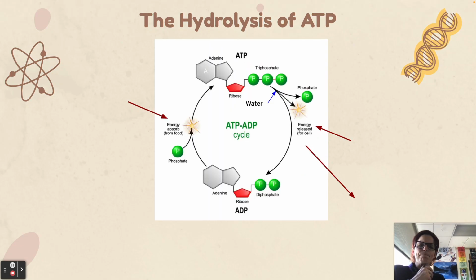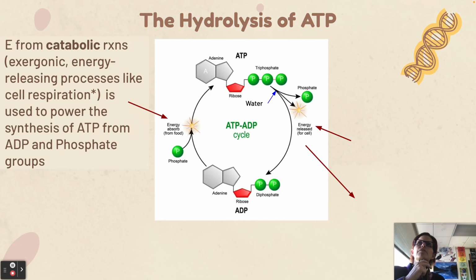Okay, and then hydrolysis of ATP is the breaking up of ATP. So hydro means water, lyse means to break up. So energy from catabolic reactions, cats break dance, so that's breaking up things. Those are exergonic, energy-releasing processes like cell respiration. That energy is used to power the synthesis of ATP from ADP and phosphate.